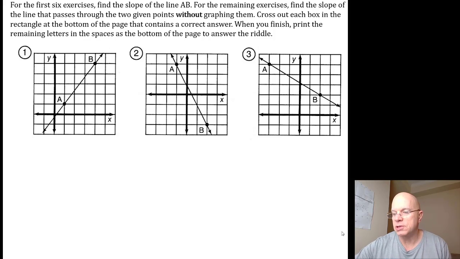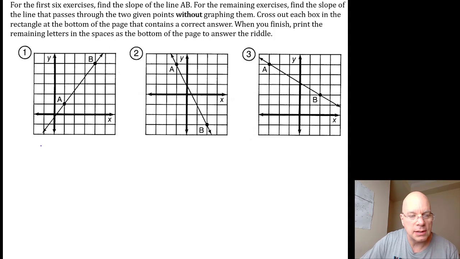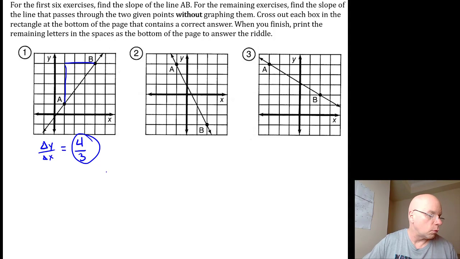But even if you only missed one of these, you could scroll forward on the video to find the one you missed. I'm going to do them all right now. I'm going to go from A to B. I'm going to write delta y over delta x. And the change in y from A to B is 1, 2, 3, 4 up, so +4. The change in x is 1, 2, 3 to the right, so +3. That's why 1 is 4/3.